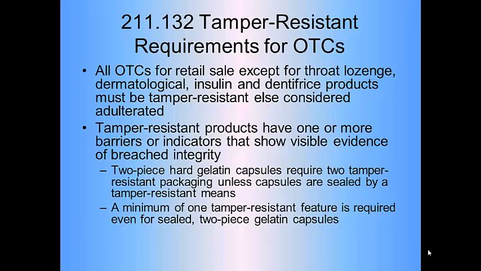Tamper-resistant requirements for over-the-counter material. All OTCs for retail sale, except for throat lozenge, some items listed there, have to be tamper-resistant or they're considered adulterated. Tamper-resistant products have one or more barriers or indicators that show visible evidence of breached integrity. Whatever those are, make sure you've got them in place. I give the two items here.